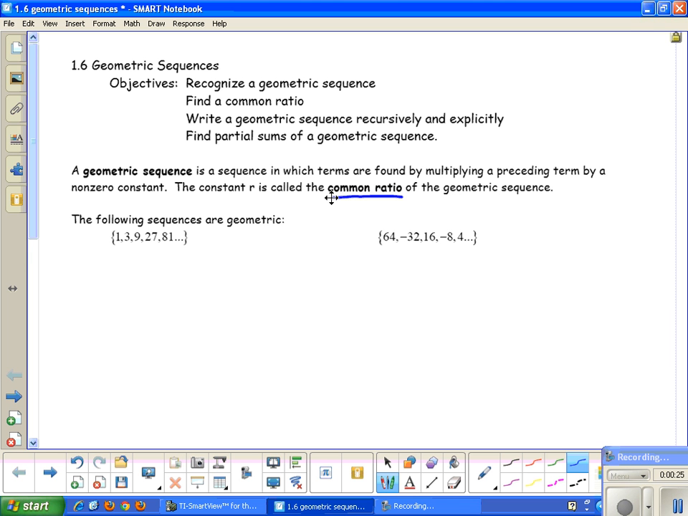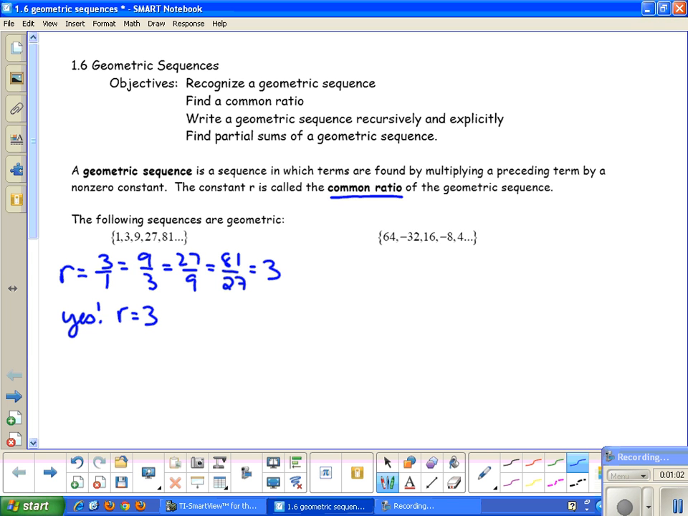So the following sequences are geometric, and we're going to show that they are. In order to make sure they're geometric, you have to have a common ratio. So you take the next term, which would be in this case 3, and divide it by the preceding term. And that has to be equal to 9 divided by 3, which has to be equal to 27 divided by 9, which also has to be equal to 81 over 27. If it doesn't work in one place, then it wouldn't be a geometric sequence. So in this case, the common ratio, r value, would be 3. So yes, it's a geometric sequence, and r equals 3.